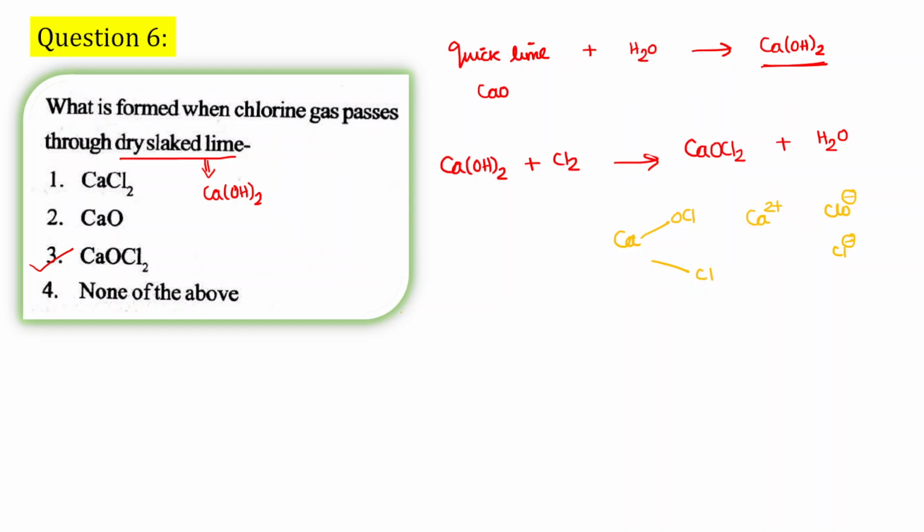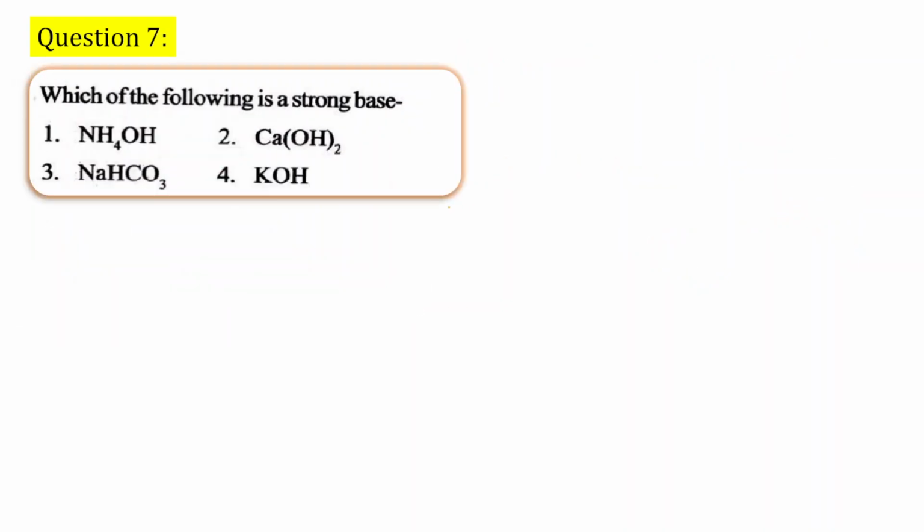So next, which of the following is a strong base? First option given is ammonium hydroxide. Sometimes this ammonium hydroxide can be given as aqueous ammonia. Ammonia gas or ammonia liquid when it is dissolved in water, we call it aqueous ammonia. So both are one and the same.